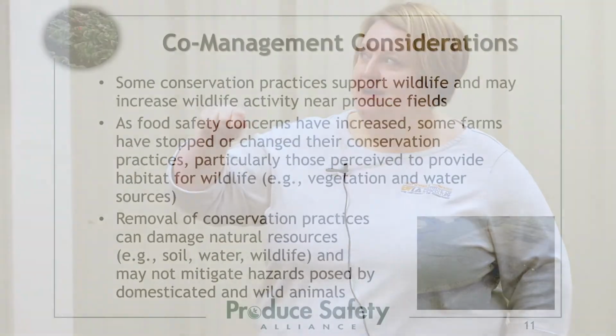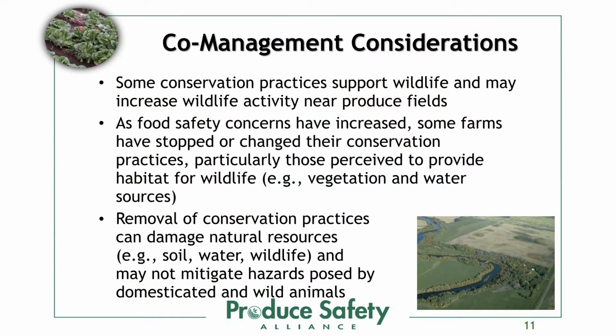So some conservation practices support wildlife and may increase wildlife activity near produce fields. I know a lot of people, when they first started getting GAP audited, would go in and rip out buffer zones and things along those lines because their GAP auditors told them to. In reality, they are taking away vegetation the wildlife may have stayed in, and they start coming into their field.